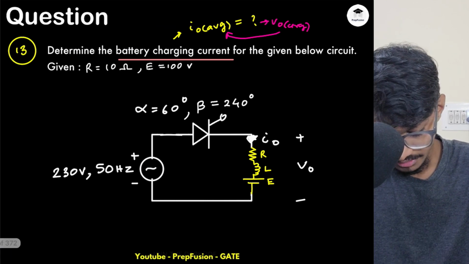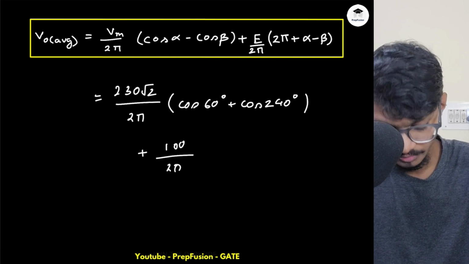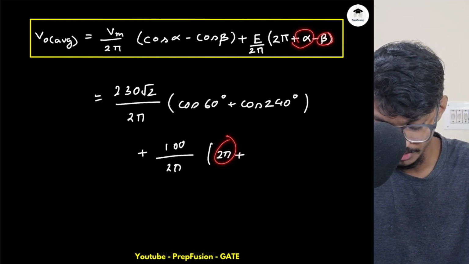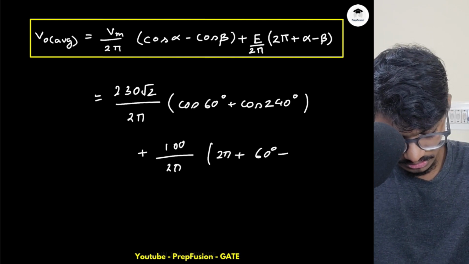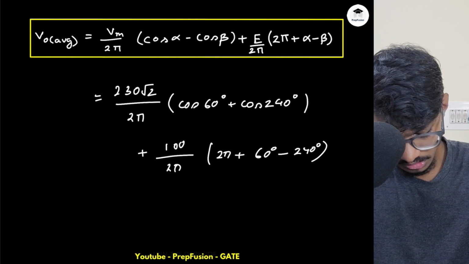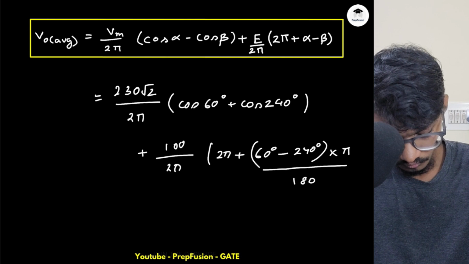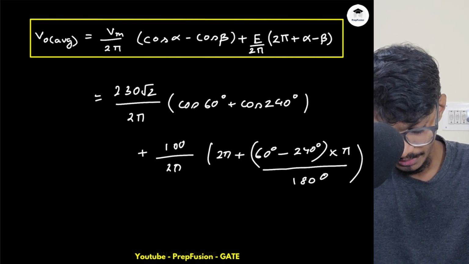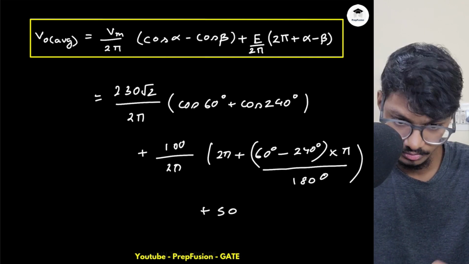E is 100 volts. 100 divided by 2 pi also, because 2 pi will be divided with everything, into 2 pi. Now here, this is in radians, so this thing should also be in radians. So what is 60 degrees? 60 minus 240. What is this in radians? This is pi by 180. So overall this becomes totally minus pi. So this will be pi times this. Pi will get cancelled, and this will be only 50.